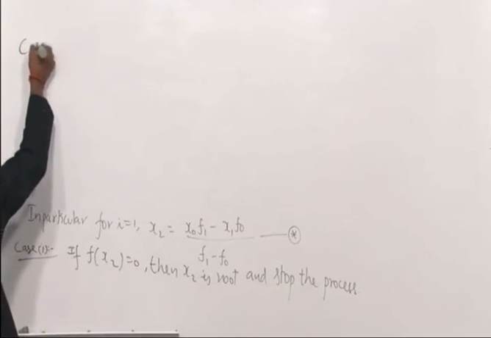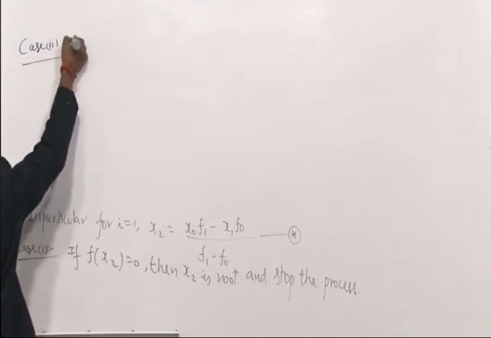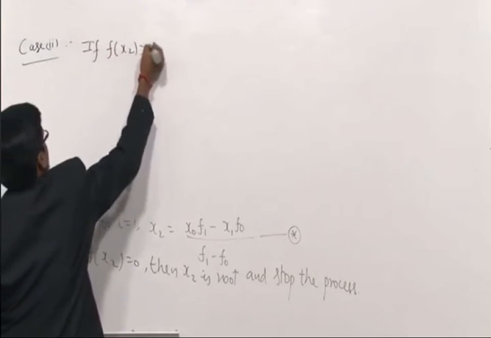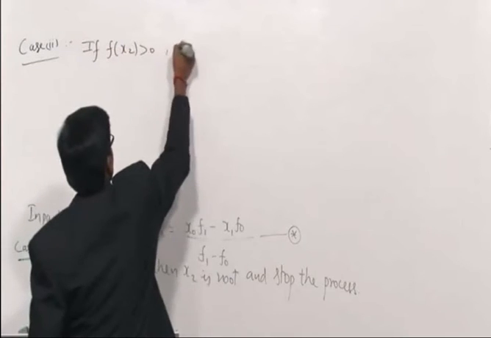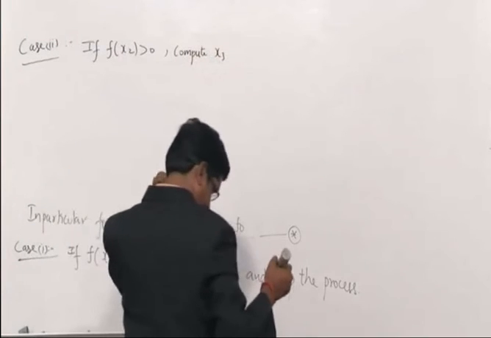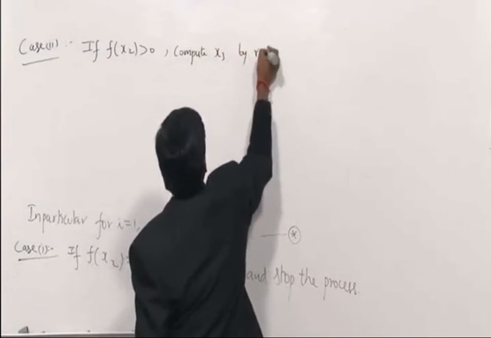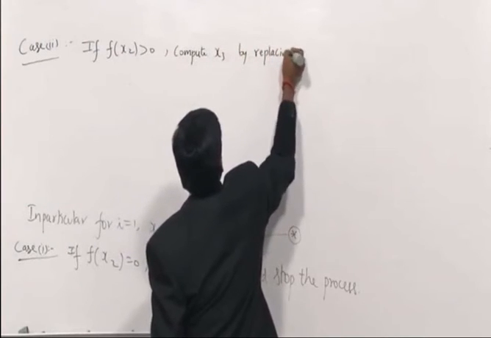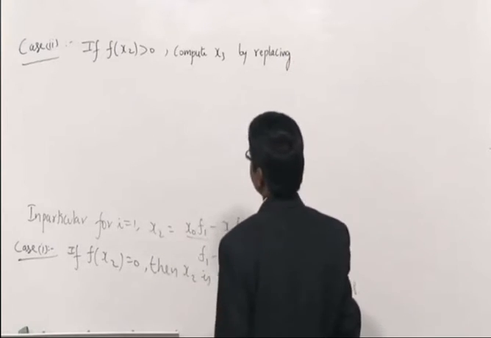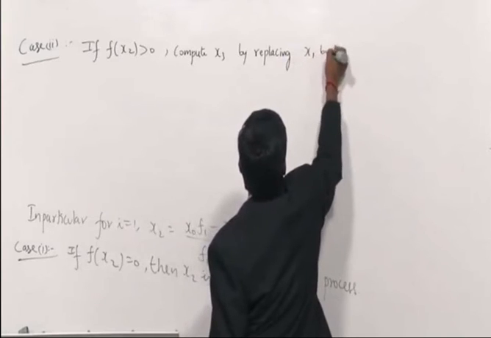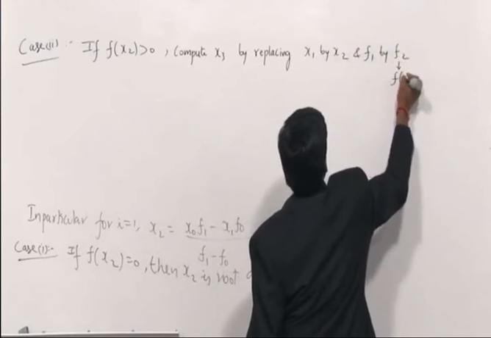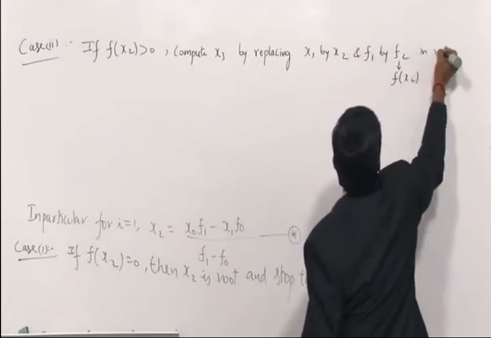Case 2: if f(x2) is greater than 0, compute x3 by replacing x1 by x2 and f1 by f2. What is f2? f of x2. f1 I already gave in star.